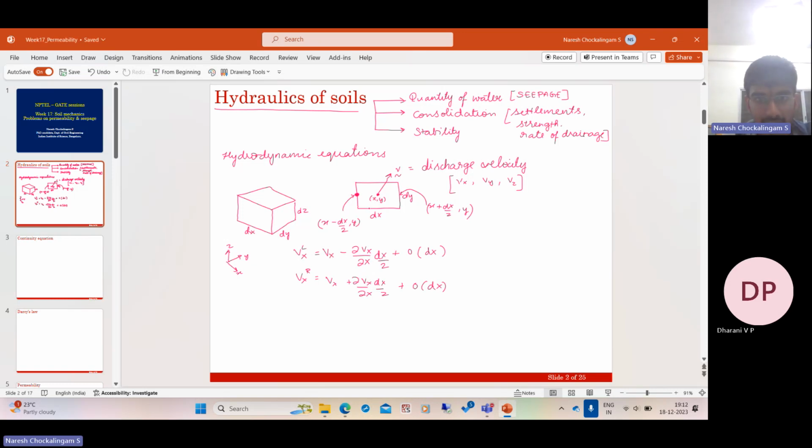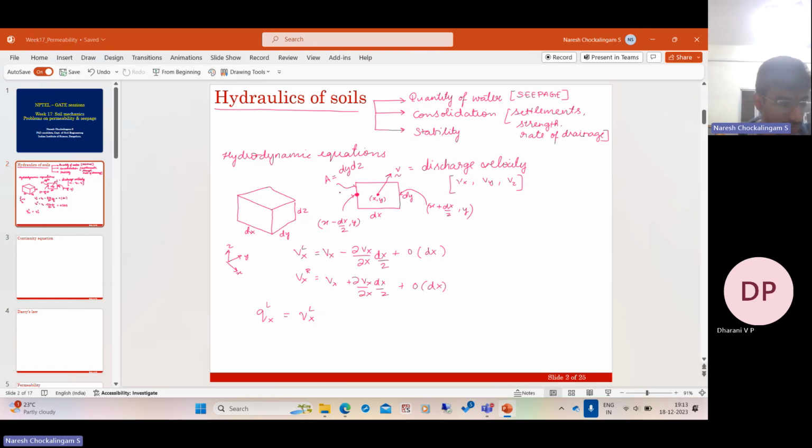Now, if these are the discharge velocities, the flow rate on the left face in the x direction is nothing but the velocity multiplied by the area. So the area of this cross section is dy multiplied by the thickness into the plane, dz, which is the same on the other side. So the flow along the x direction is nothing but Vx on the left face.